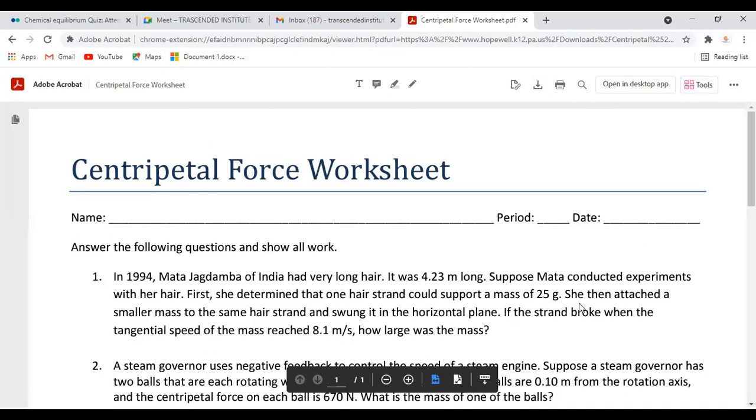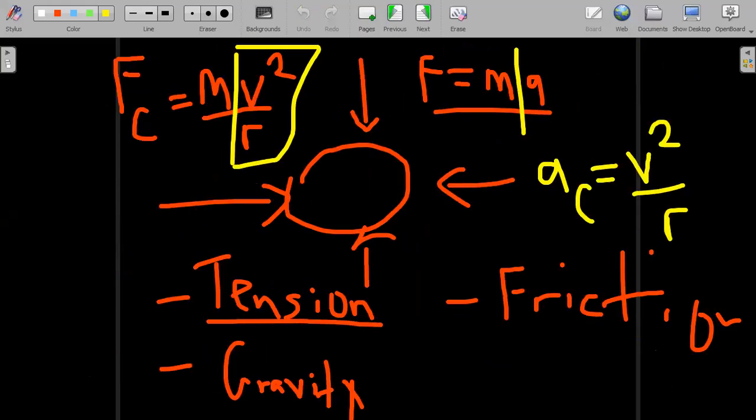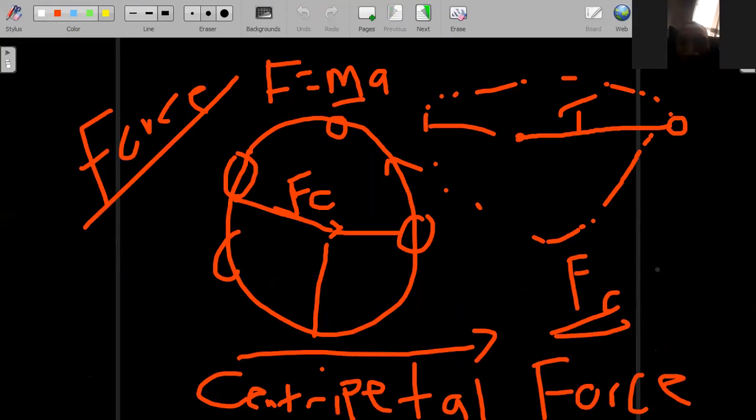So we've done the introduction. You guys missed it. We talked about the introduction to circular motion. Let me show you what we've done already. We talked about how to derive these equations. We started talking about centripetal force. The centripetal force is a force that makes something moving in a circular motion or orbiting move towards the center.